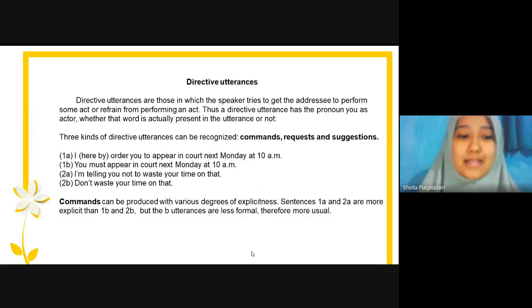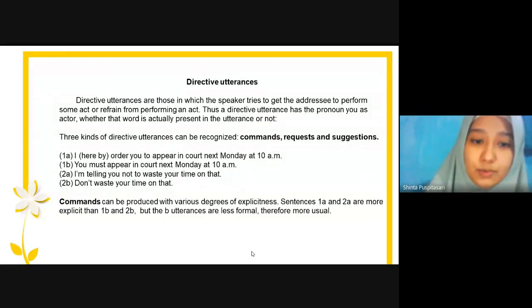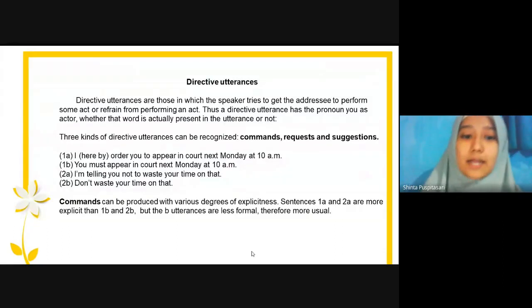Some examples of comments are: "I order you to appear in court next Monday at 10 a.m." "You must appear in court next Monday at 10 a.m." "I'm telling you not to waste your time on that." "Don't waste your time on that." So the comment can be produced with various degrees of explicitness. Sentences 1A and 2A are more explicit than 1B and 2B, but the B utterances are less formal, therefore more usual.